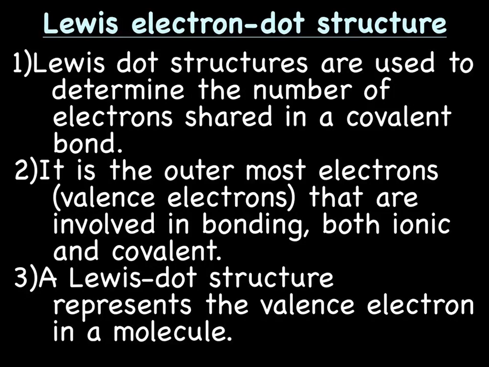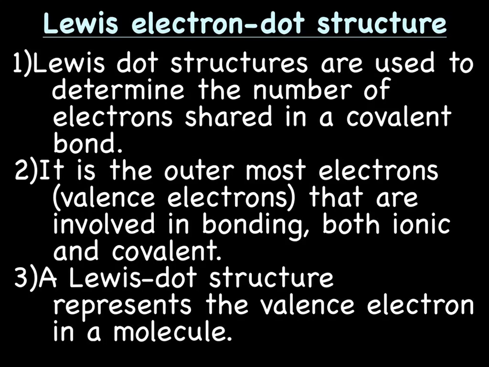All right, now we're getting to it. Lewis-Electron-Dot structure. That's the full name. You can call it Lewis-Electron-Dot structure, Lewis-Dot structure, Lewis-Dot, electron-dot, electron-dot structure. I usually call it Lewis-Dot. All right, Lewis-Dot structures are used to determine the number of electrons shared in a covalent bond. It's kind of cool. It's like a little picture, a little model that you move around like a puzzle.